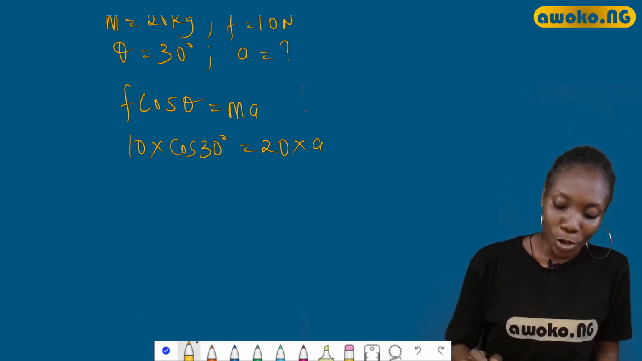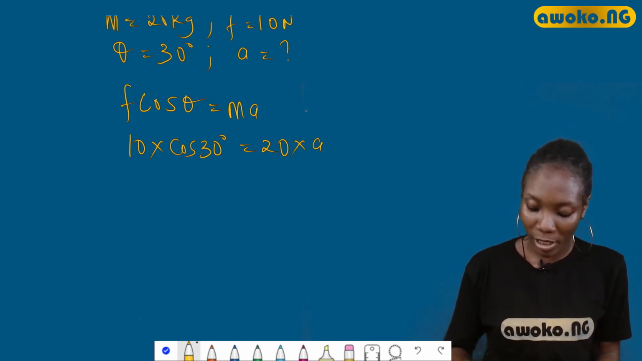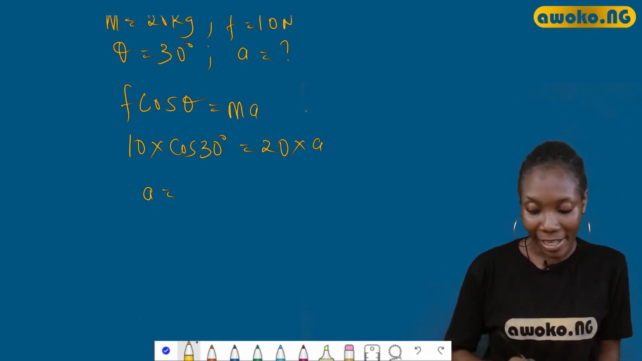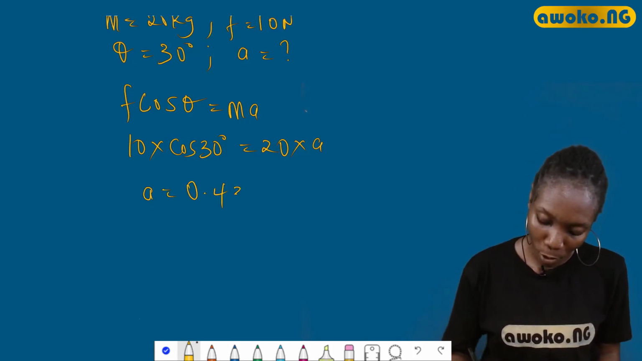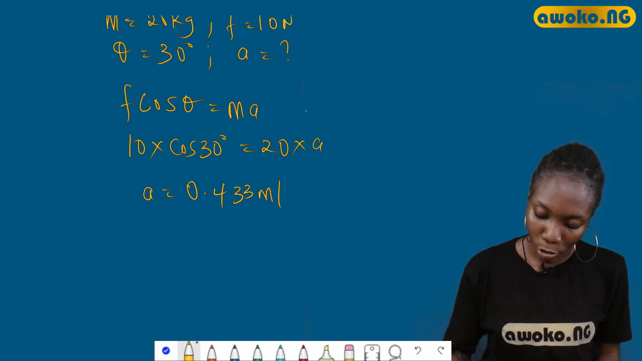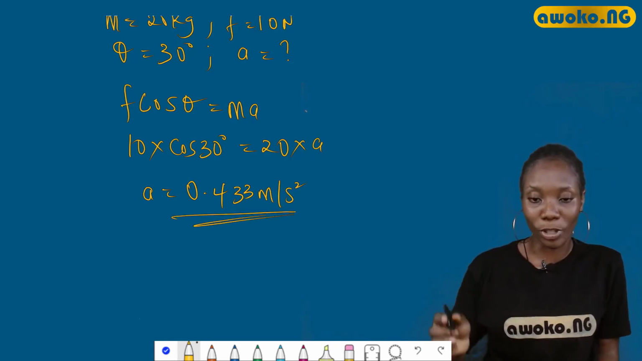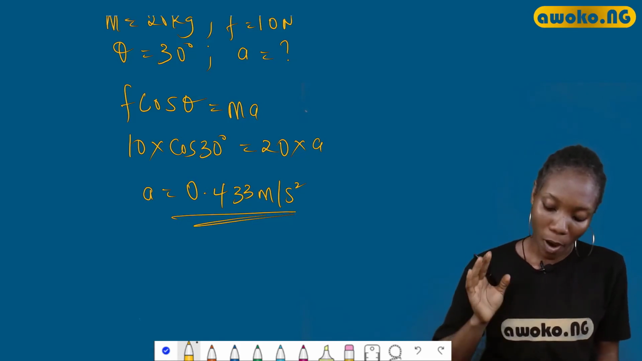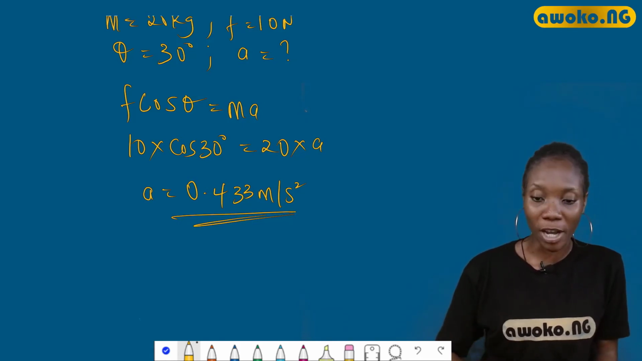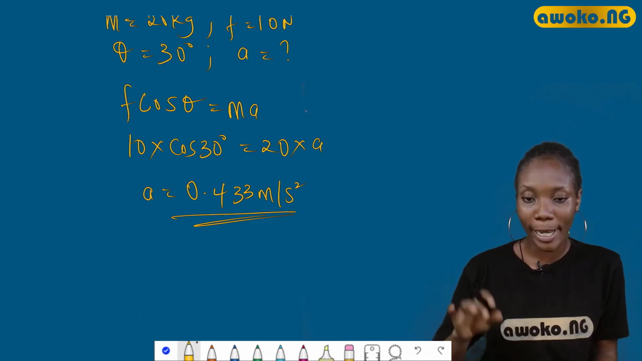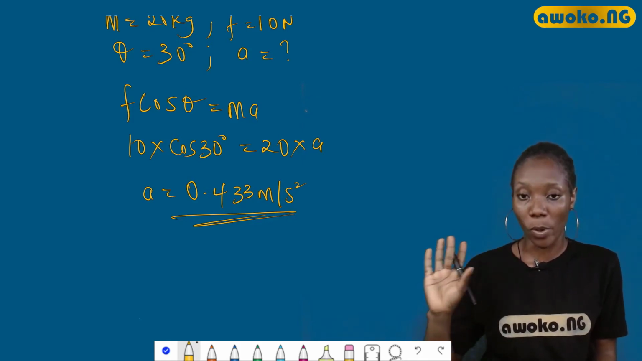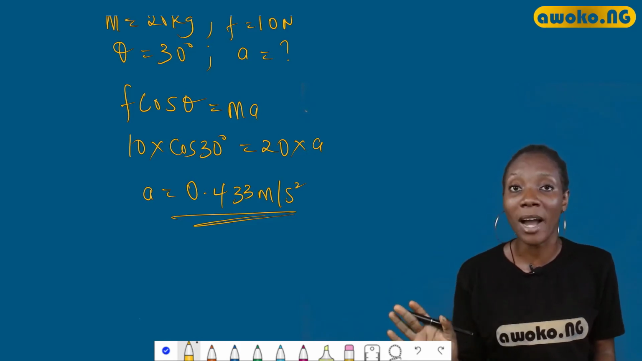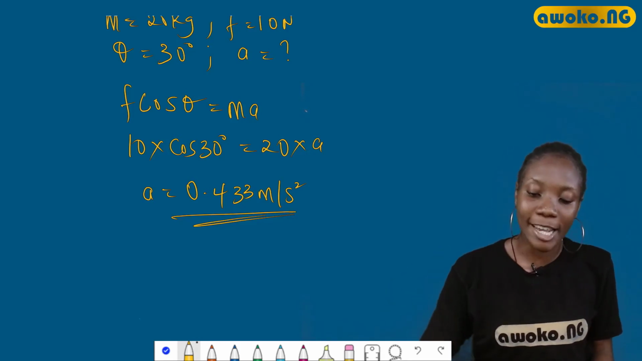So if you do this, 10 cos theta equals 20A. Acceleration A, final answer is going to give you 0.433. I need somebody to solve this to tell me, but we'll move on as you're solving. So this is what you get as your acceleration. Just punch in your calculators, you're going to get 0.433 meters per second squared. And that is it. You've gotten your acceleration, and you've gotten your mark. Okay, let's take another question.